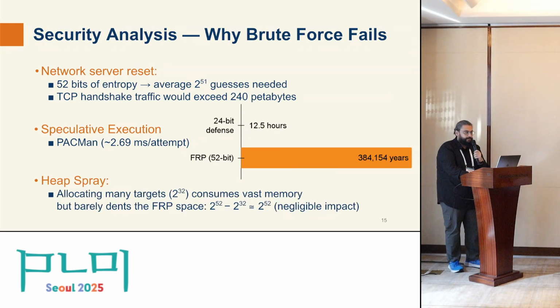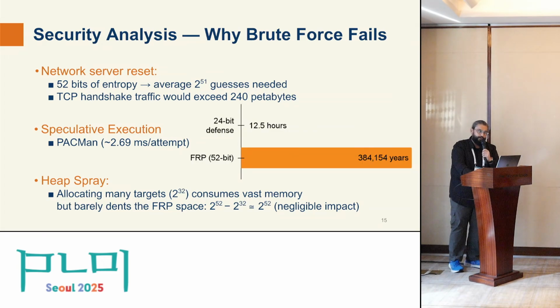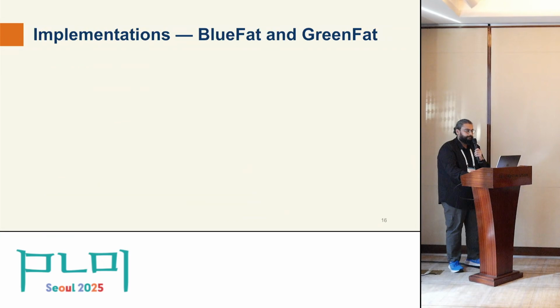Even a massive heap spray that allocates billions of objects barely makes a dent. The FRP space is so vastly larger than physical memory that the probability of a successful attack is negligible. With 52 bits of entropy, brute force attacks are no longer a viable threat.